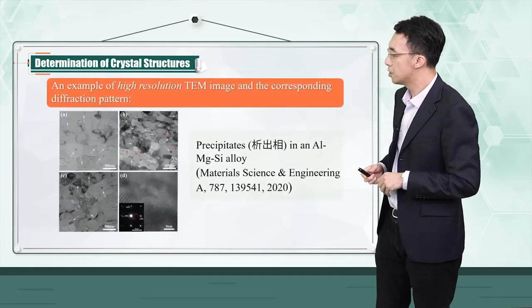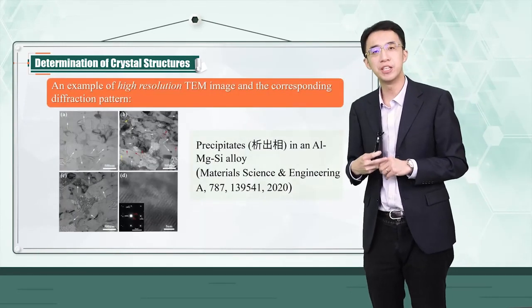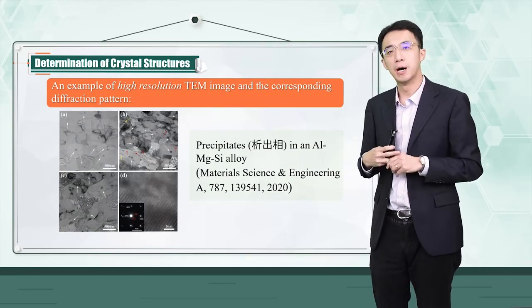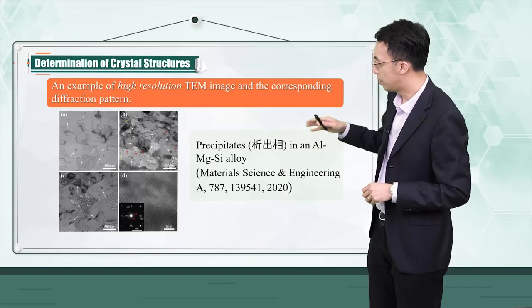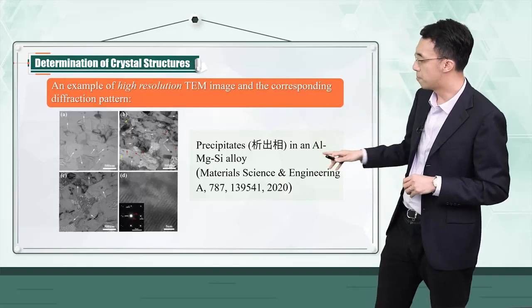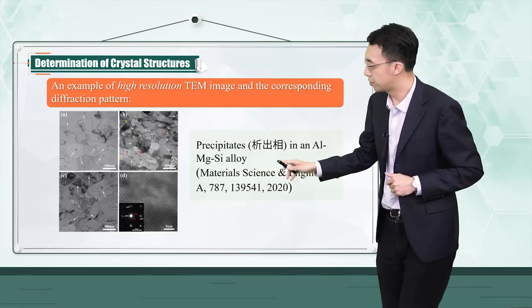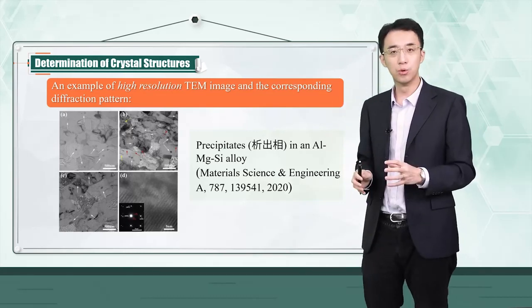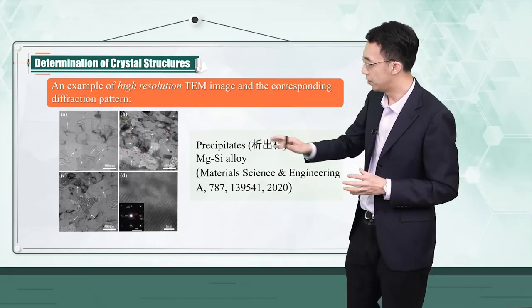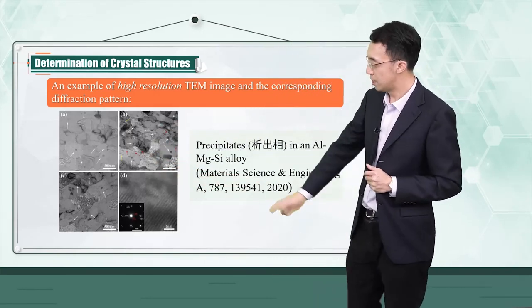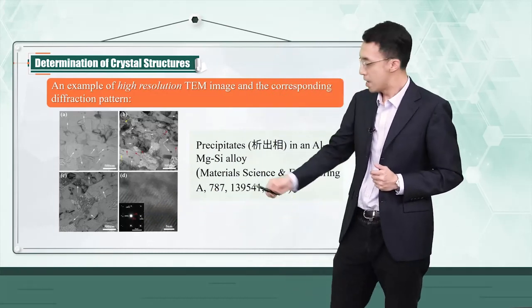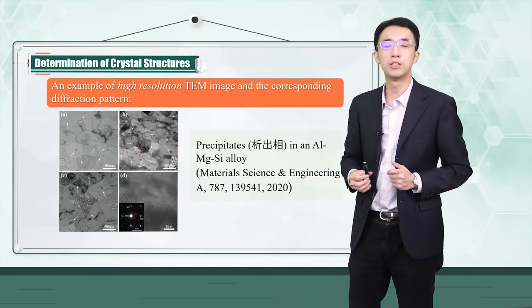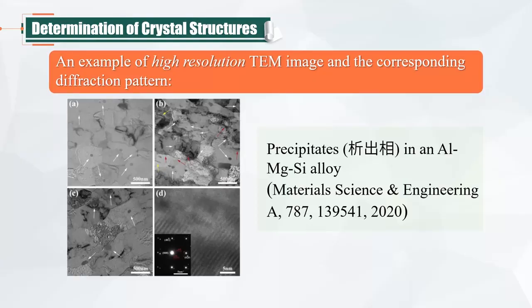So here I just show an example of a TEM image and the corresponding electron diffraction analysis. Here I show a sample of aluminum magnesium silicon alloy, where you can see a lot of tiny precipitates in the alloy. And if you just do diffraction on these precipitates, you will generate such electron diffraction spots. And each of these spots will correspond to one set of parallel atomic planes. And using these diffraction patterns in TEM, you can determine the actual crystal structure of your crystal.